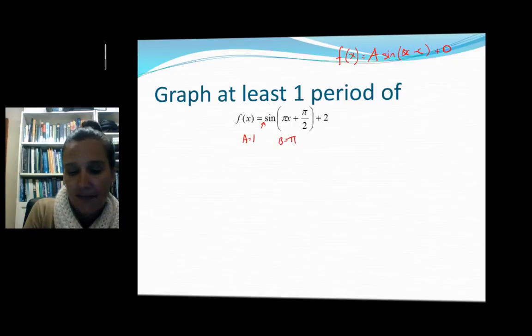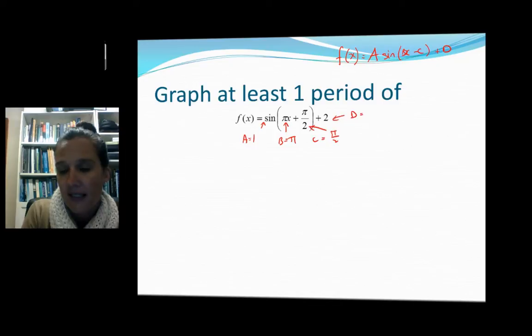B is equal to pi. C is equal to pi on 2. And here D is equal to 2. So here our amplitude is 1. For B, we've got here our pi. We're going to work out omega, which is 2 pi on the absolute value of b. So 2 pi on pi. Our pi's cancel out, and so here our period will be equal to 2.